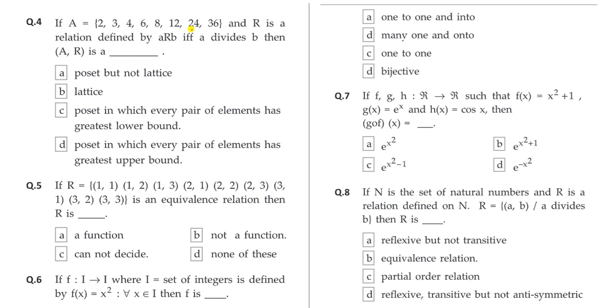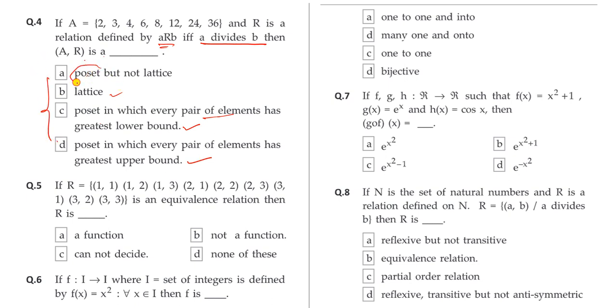And next one, if A is equal to {2, 3, 4, 6, 8, 12, 24, 36}, and R is a relation, A divides B, then (A, R) is a poset but not a lattice. Lattice: a poset in which every pair of elements has a greatest lower bound. A poset in which every pair of elements has a least upper bound. So we have to check these four conditions.